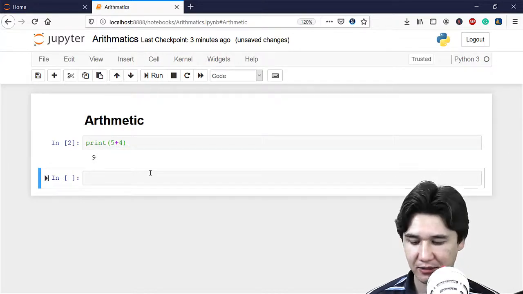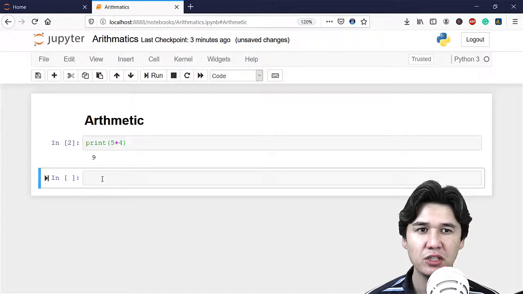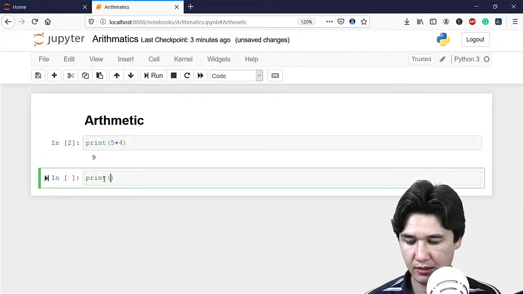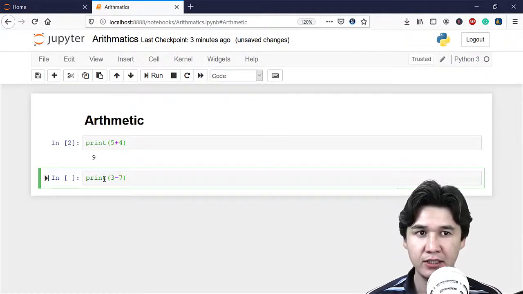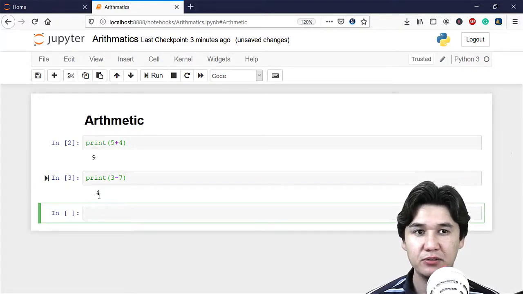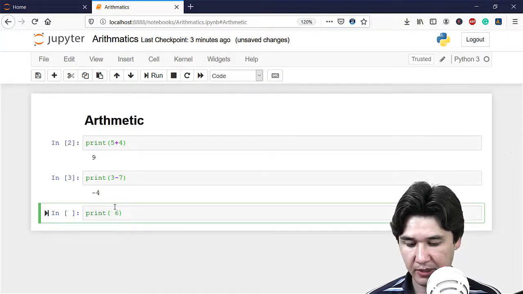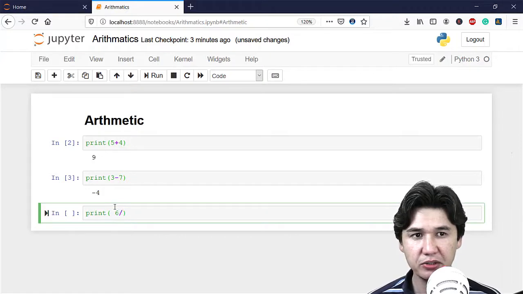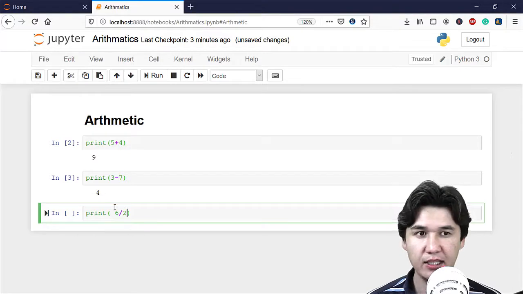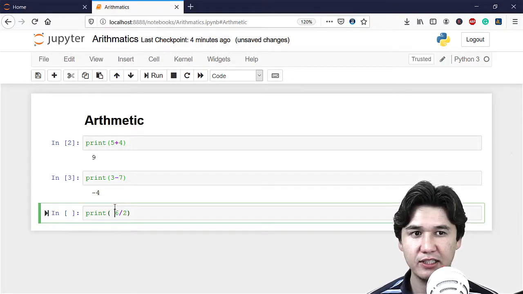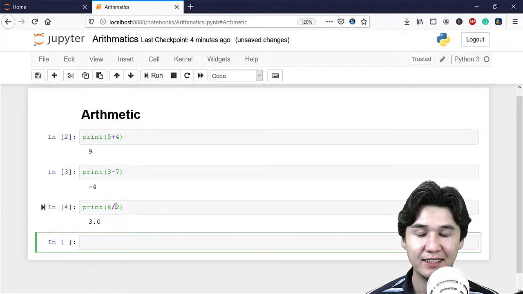When I run that program, we will get the result 9. Similarly, when you print 3 minus 7, you will get the result which is minus 4. Now similarly we can also divide different numbers. For example, 6 divided by 2, and for divide you are going to use the slash sign. It means we are going to divide 6 by 2, and we are going to get 3.0.